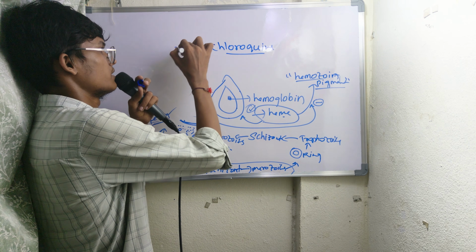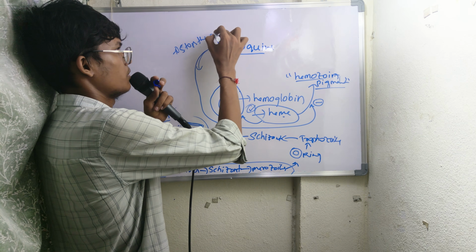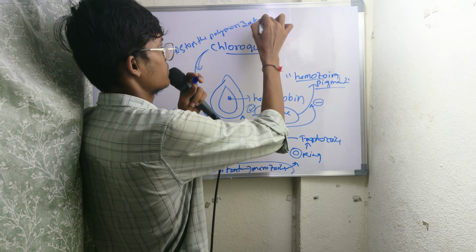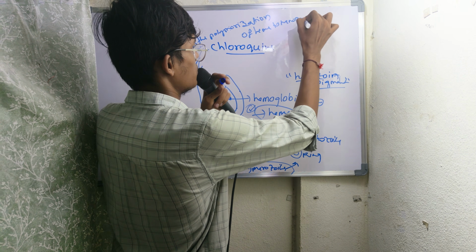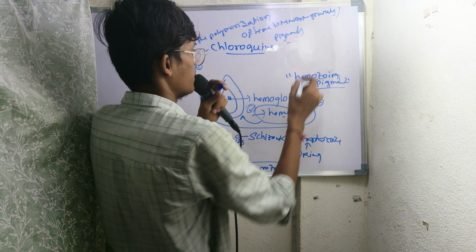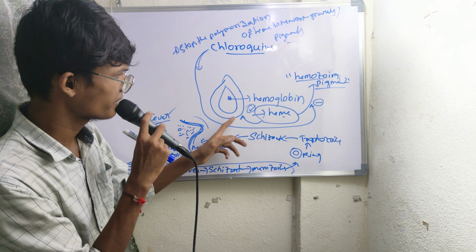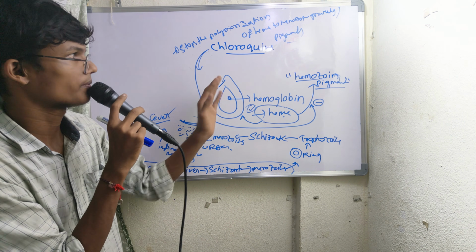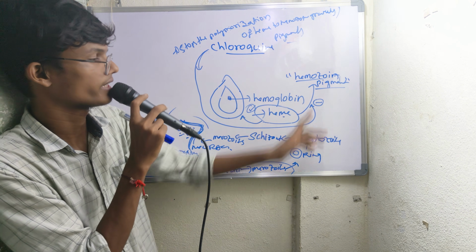That is, chloroquine stops the polymerization of heme to hemozoin granules or pigment, and it will kill the parasite. Here the toxic heme is being accumulated and the parasite will be dying. So this is the mechanism of action of chloroquine, that is, it stops the polymerization of heme to hemozoin granules.